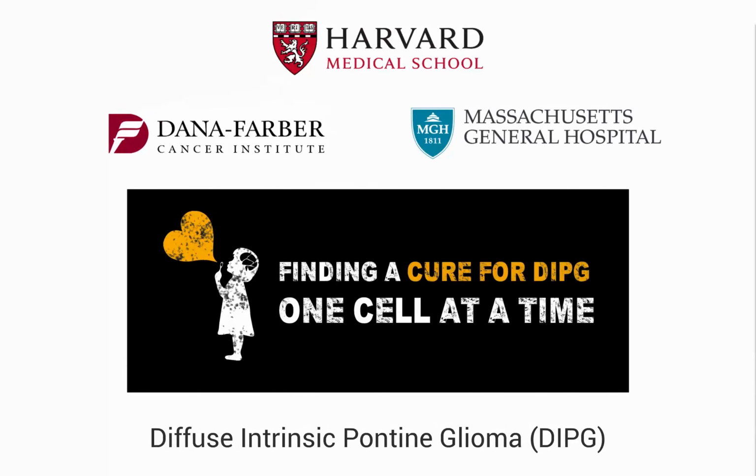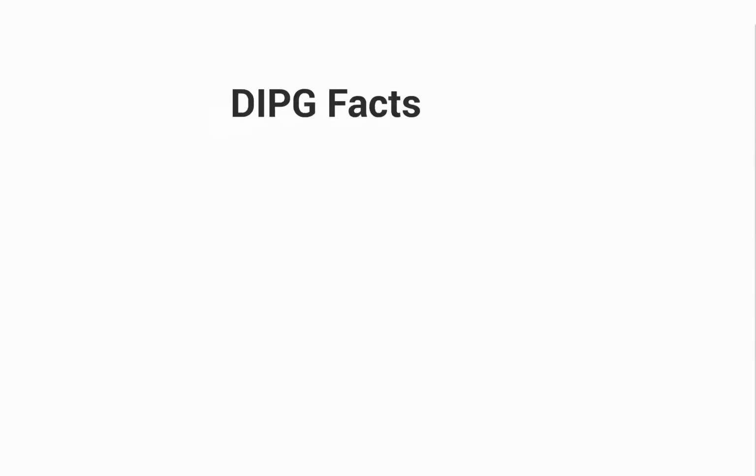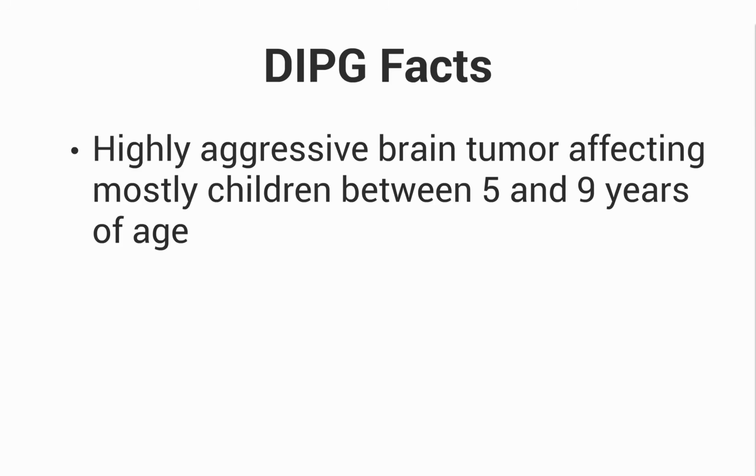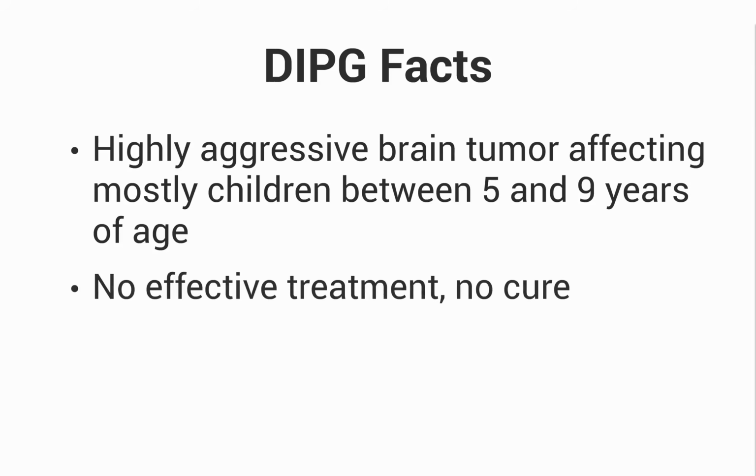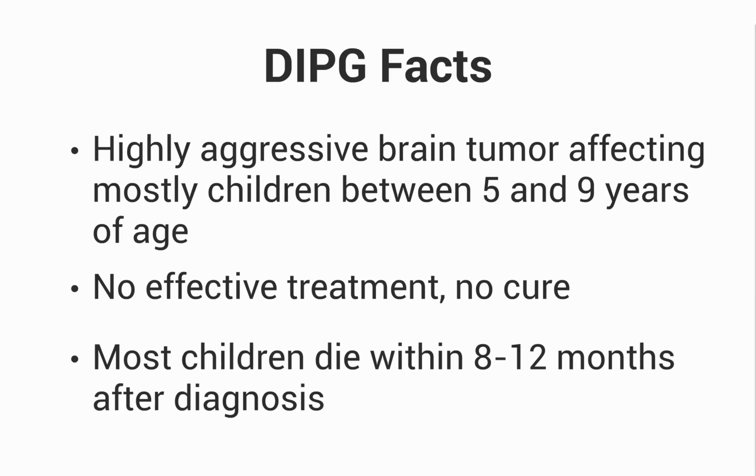A recent research project at Dana-Farber Cancer Institute and Massachusetts General Hospital in Boston utilizes single-cell RNA sequencing to identify the architecture of the deadliest childhood brain cancer called diffuse intrinsic pontine glioma, or DIPG. DIPG is a highly aggressive brain tumor affecting mostly children between 5 and 9 years of age. Currently, there is no cure and no effective treatment for DIPG. Most of the children suffering from this tumor die within 8 to 12 months after diagnosis. Single-cell RNA sequencing of DIPG samples holds the potential to finally come up with an effective treatment for children suffering from this devastating disease.